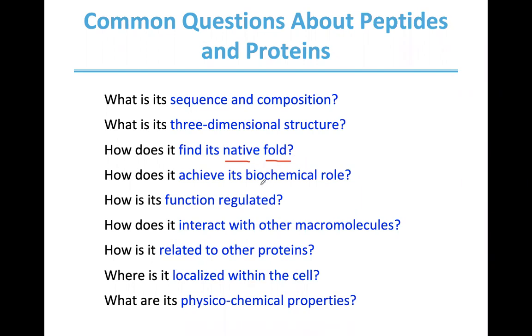So, for example, if it's an enzyme, which amino acids are present at the active site and how do they participate in carrying out a particular reaction? And then how is this reaction regulated? How is it expedited? How is it slowed down? What other parts of the protein are involved?